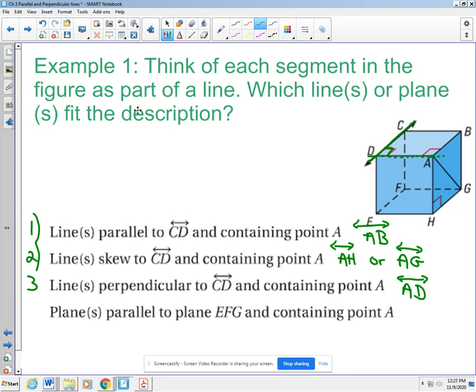And last question here, question 4. Plane or planes parallel to plane EGF and containing point A. So which plane is EGF? EGF is your floor. Think about your floor as this plane. So which plane is parallel? Obviously the ceiling. You have to imagine floor and ceiling. That's a very good analogy. So the answer would be plane ABC. You have to use 3 letters to describe a plane.